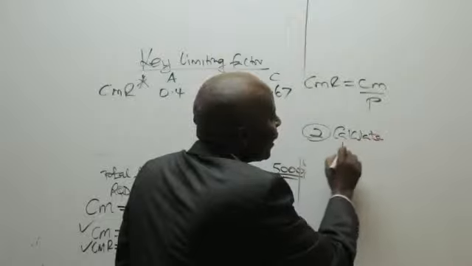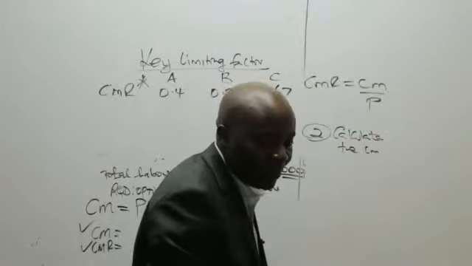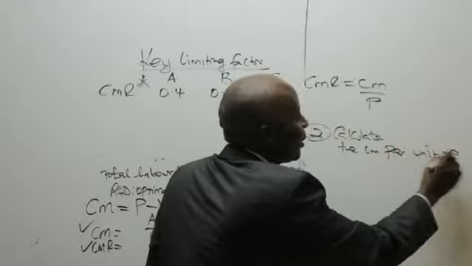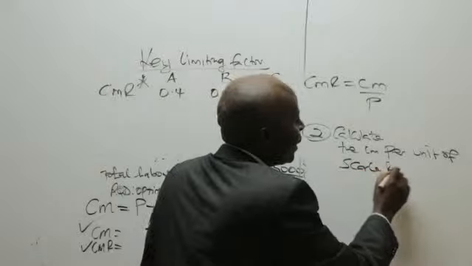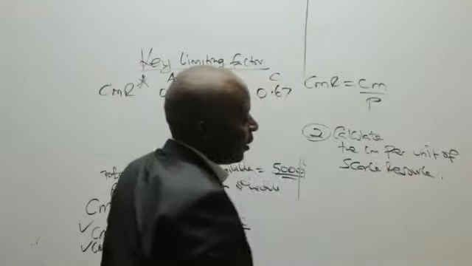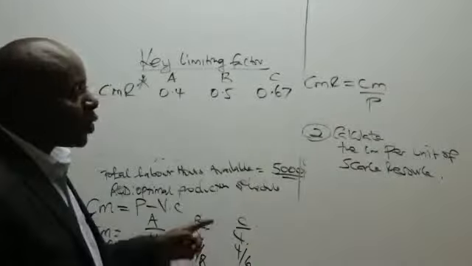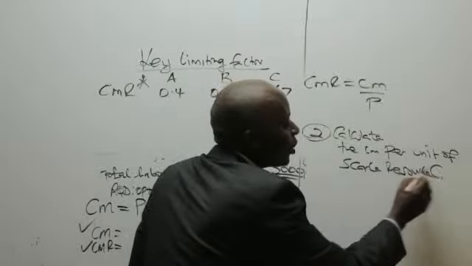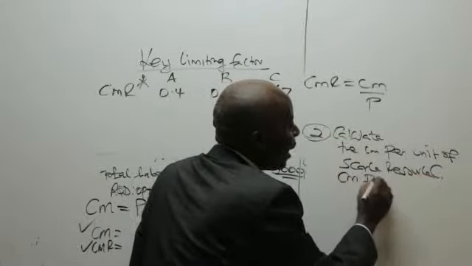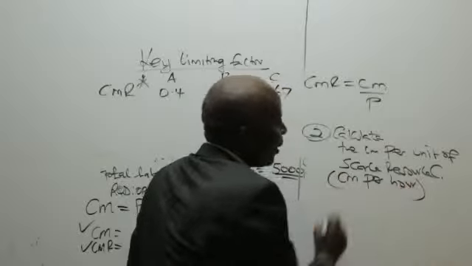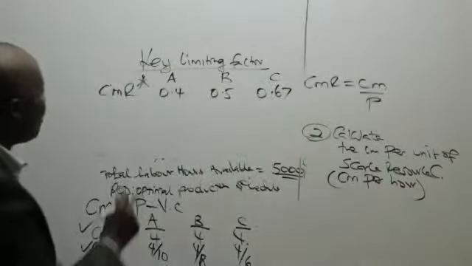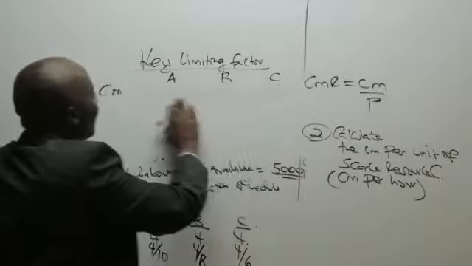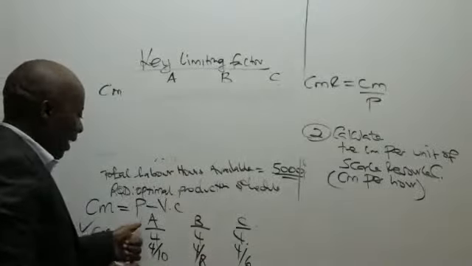Step number 2: calculate the CM per unit of the scarce resource. Our scarce resource here is hours, so it should be CM per hour. Sorry for that, and you'll allow me to go back a little bit. Of course, you can rub, and as you rub, please cast me a little bit.